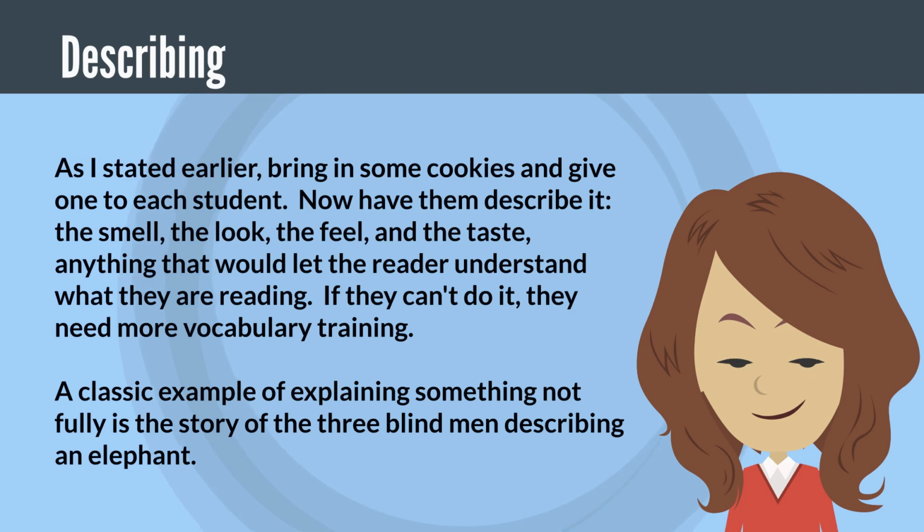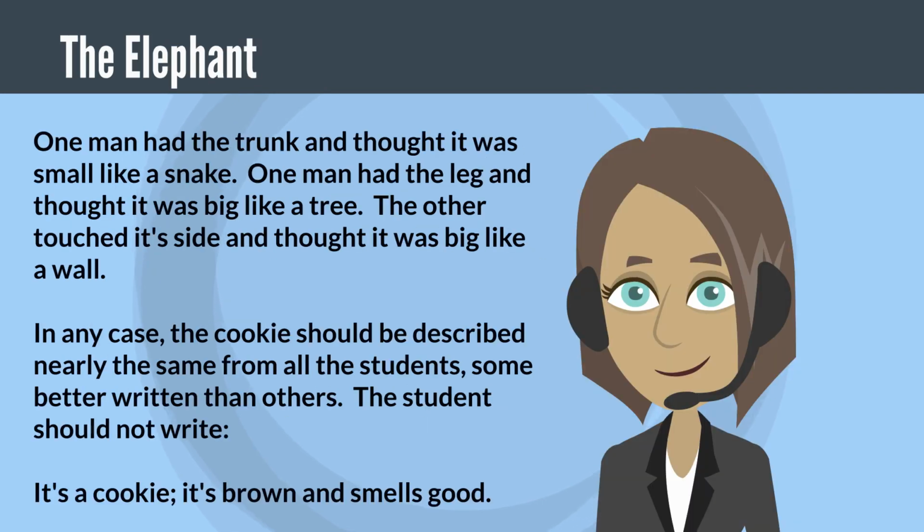A classic example of explaining something not fully is the story of the 3 blind men describing an elephant. One man had the trunk and thought it was small like a snake. One man had the leg and thought it was big like a tree. The other touched its side and thought it was big like a wall. In any case, the cookie should be described nearly the same from all the students, some better written than others.